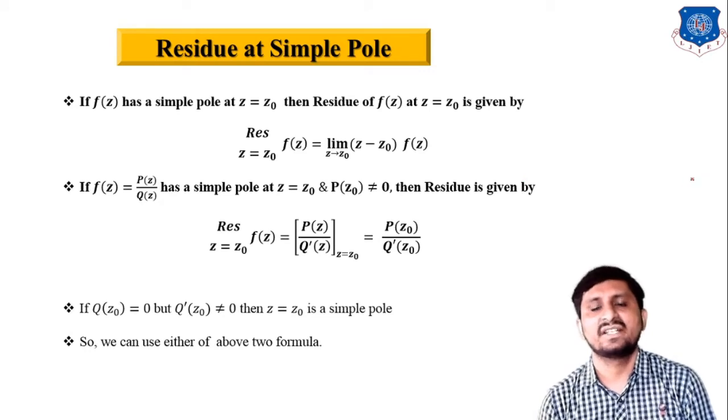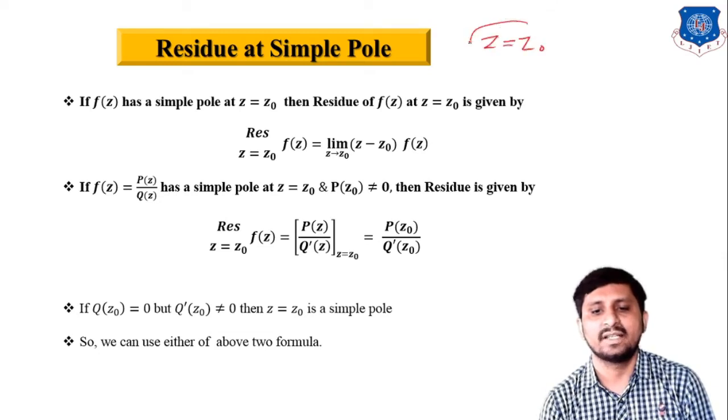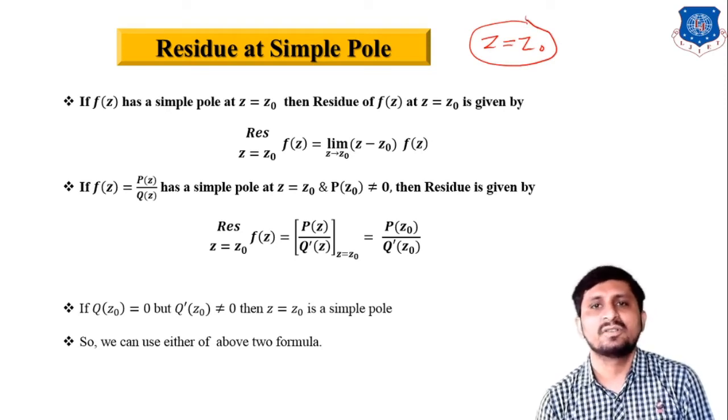First of all, we discuss residue at a simple pole. As you all know, a simple pole means order 1. Suppose z is equal to z0 is my pole, or sometimes we call it a singular point. Then suppose z0 has order 1, then we call it a simple pole. Now suppose z0 is a simple pole.